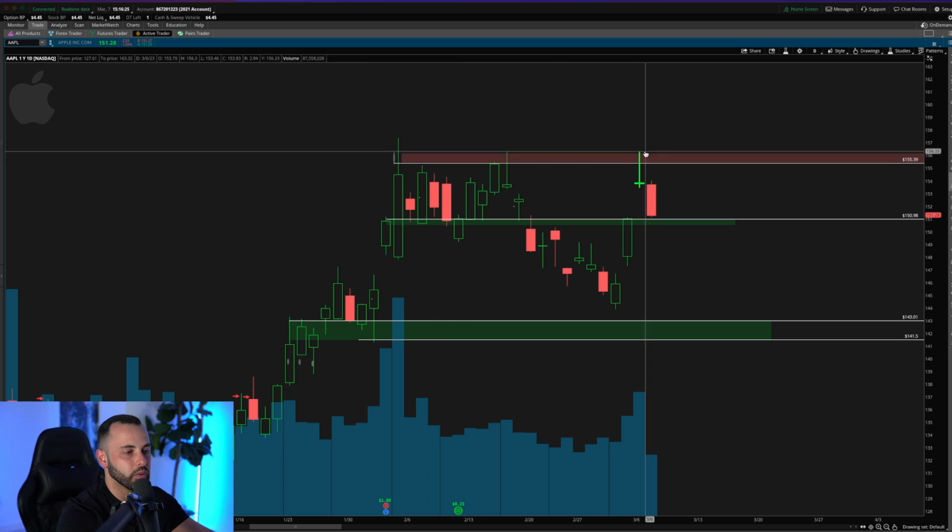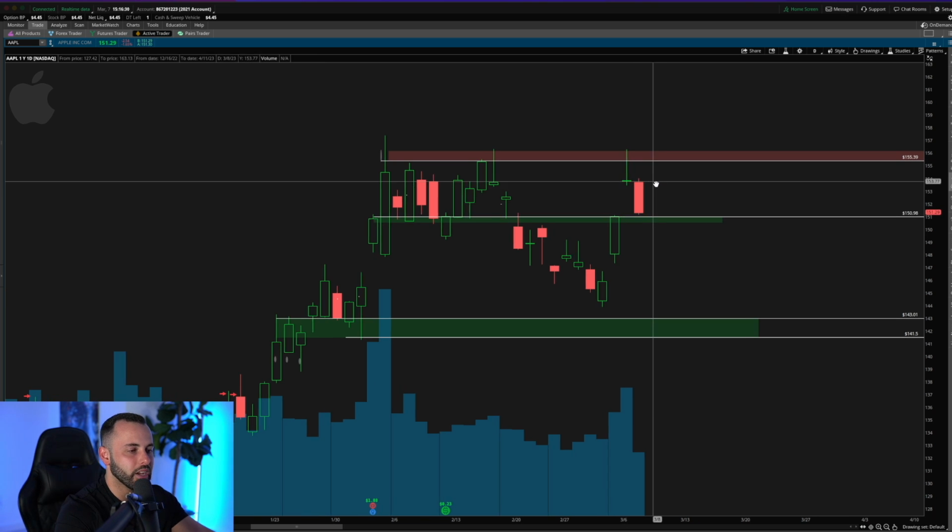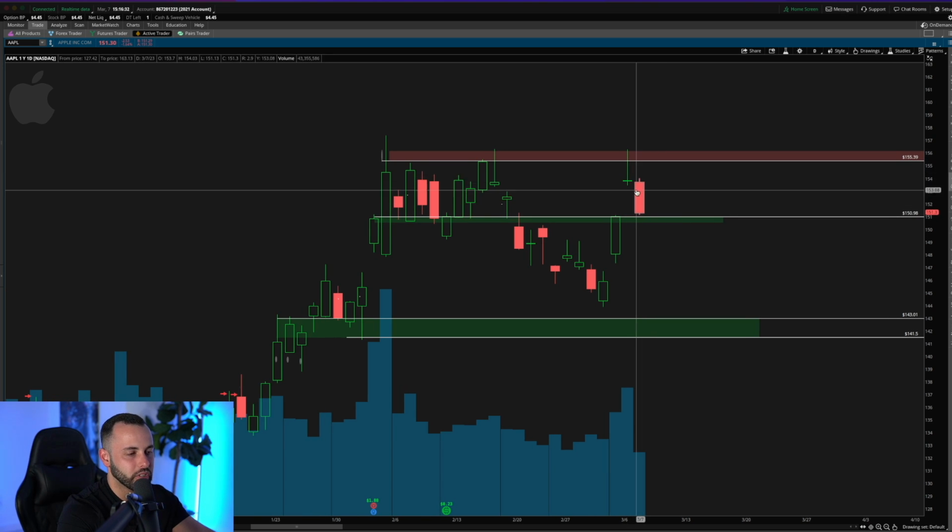today. And you can see that we had that very nice rejection yesterday. This is the daily candle that we were just talking about. And this is today's candle, right? A pretty much perfect gap fill candle right back down into that 151 demand. The exact plan that I was looking for worked out beautifully.